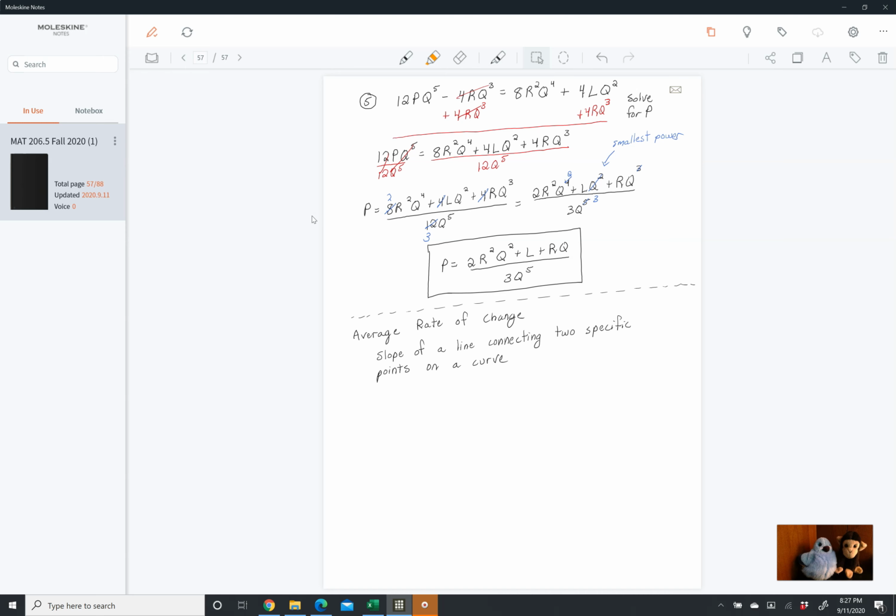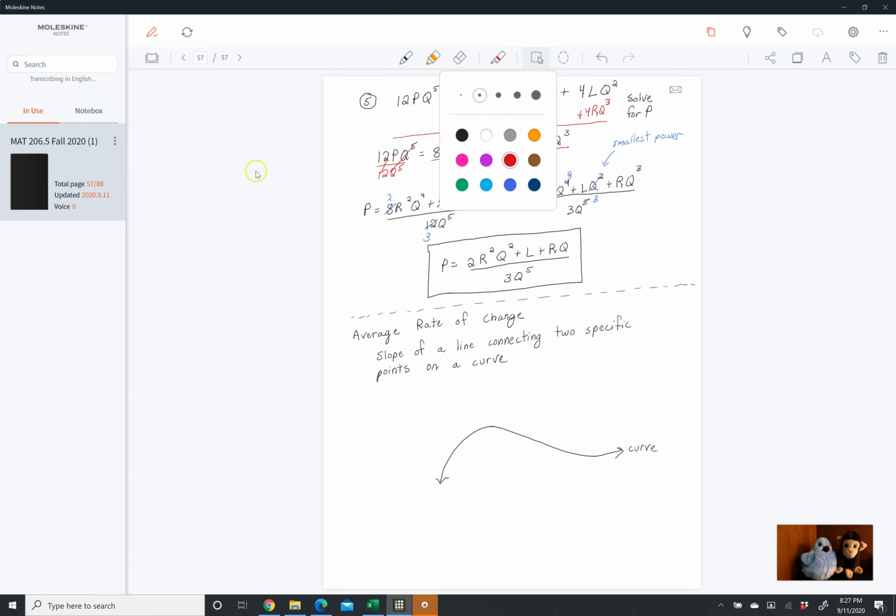So what do we mean here? Here's the curve. Okay, here's your curve. It would be a function, okay? And what we're going to do is we're going to take two specific points on this curve. Let's say that we take one here and we take one here. And we're going to draw a line that connects them. The average rate of change is the slope of this line.